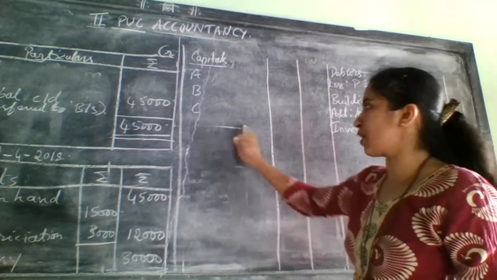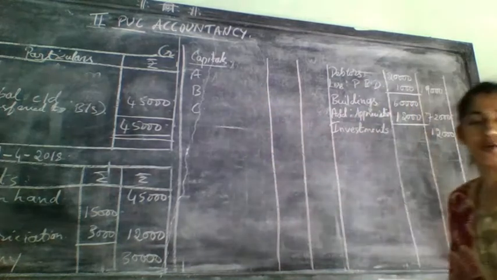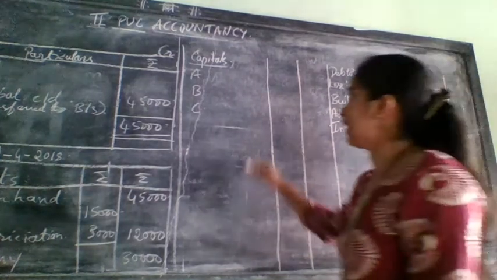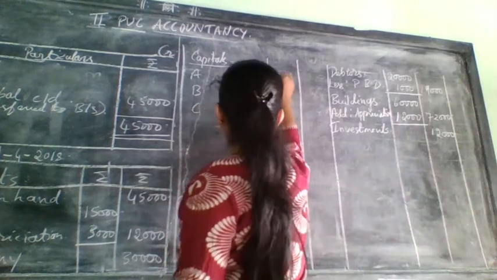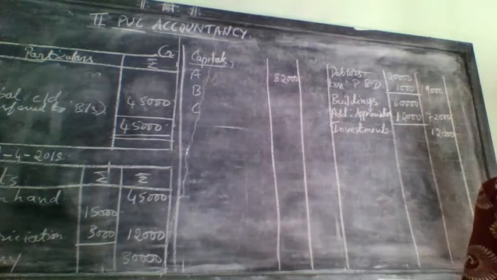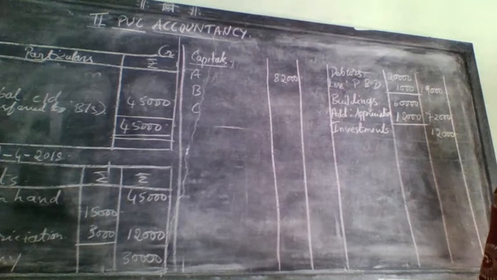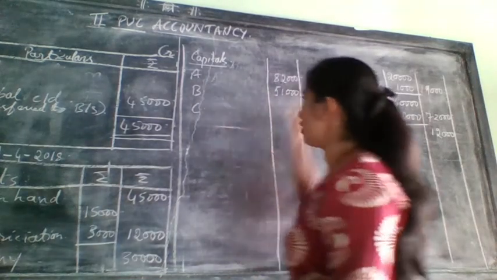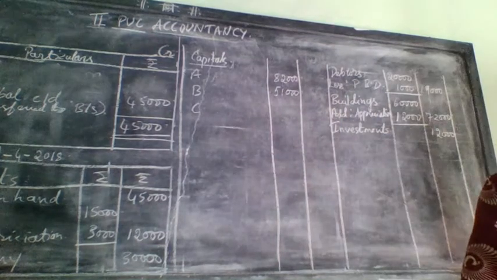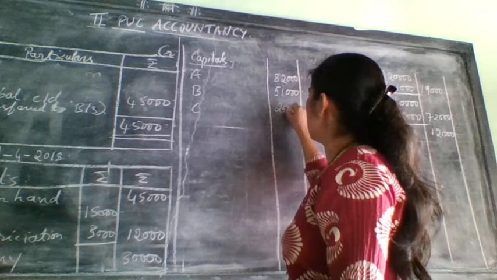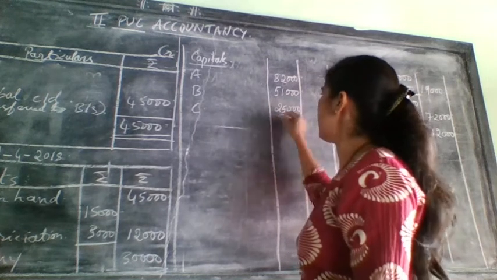Transfer to balance sheet you have written. Now tell me those amounts here and I'll write that. What is the amount balance carried down of A? Balance carried down of A is 82,000. So write here 82,000. Next, balance carried down of B is how much? B is 51,000. And balance carried down of C, that is new partner, how much? 25,000. That you need to take it here and write.